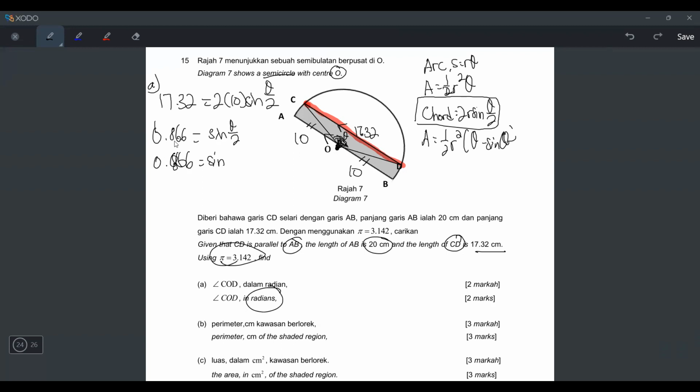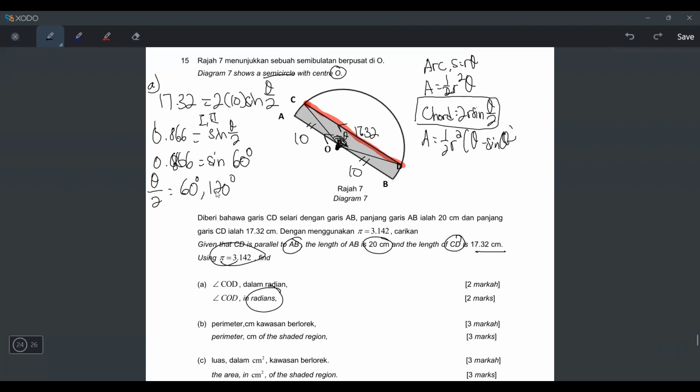But the minutes are more than 30, so I have to plus 1, so you end up with 60 degrees. But of course, this is not your answer. You have to write theta over 2 equals 60. But since this is the first quadrant, sine is positive, right? So we have first quadrant and second quadrant. So the second quadrant answer will be 180 minus 60, which is 120.